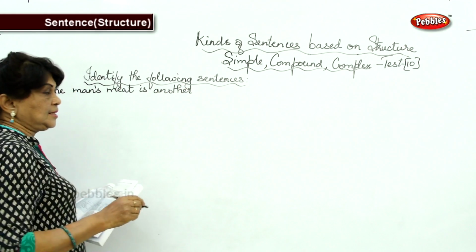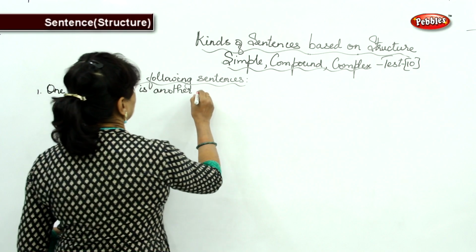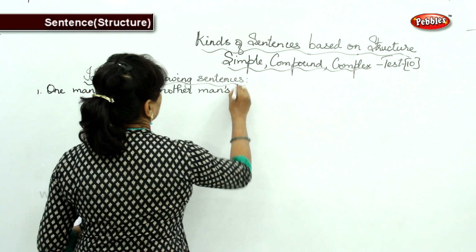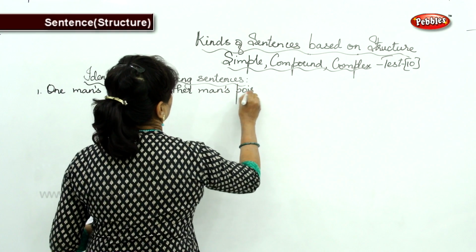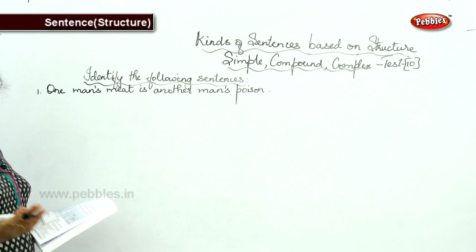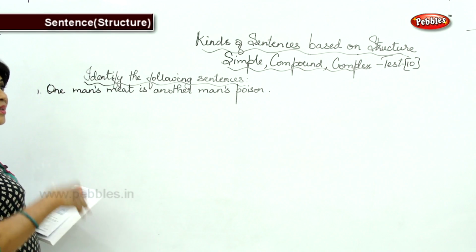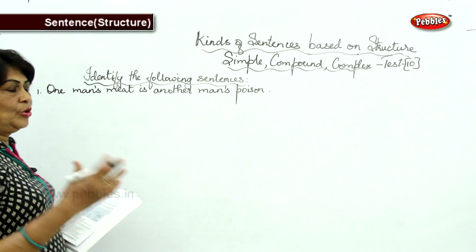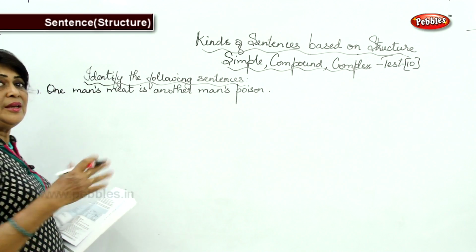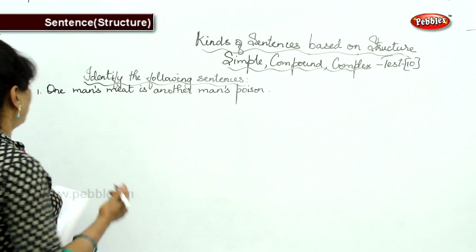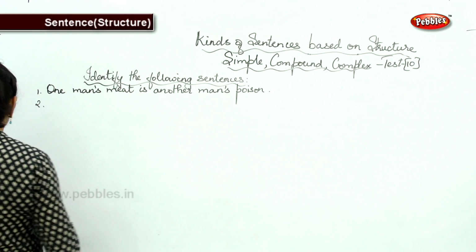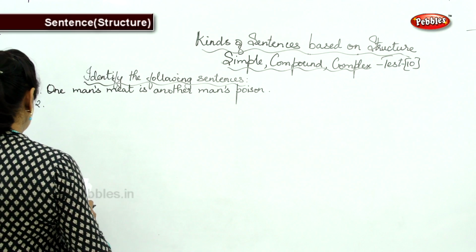One man's meat is another man's poison. What is this? It's a proverb. It means that for one person something may be good, but the same thing can be or look to be a very bad thing for the other person. So opinions differ. Okay, that's what it means. Next one.